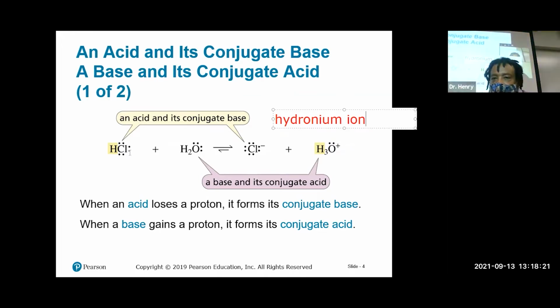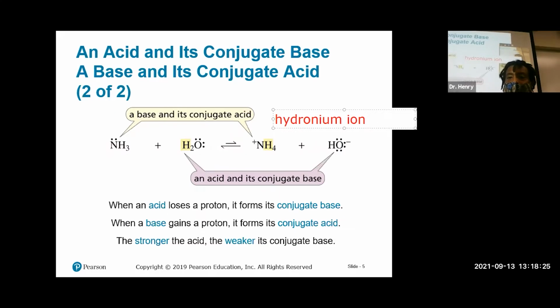Okay, so in the case of ammonia, we have ammonia in water. Ammonia, in this case, is going to be a base, and the water is going to act as an acid. Now, this is the beauty of water. Water is kind of right there in the middle. Under one circumstance, it can act like a base. On another circumstance, it can act like an acid.